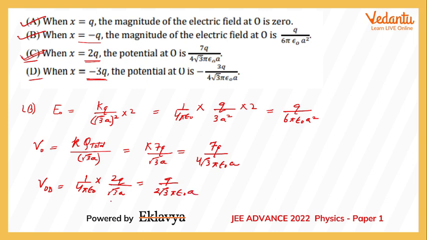Though we need not do this calculation because I can clearly see that the value that we are going to get will have a positive sign and the value that is given here has a negative sign. So that must be incorrect. But for the sake of completion of the solution, I have mentioned what will be the correct value of potential at O under this condition. So D will be incorrect. So the correct answer to this question will be options A, B, and C. I hope you understood the solution, guys. Take care.